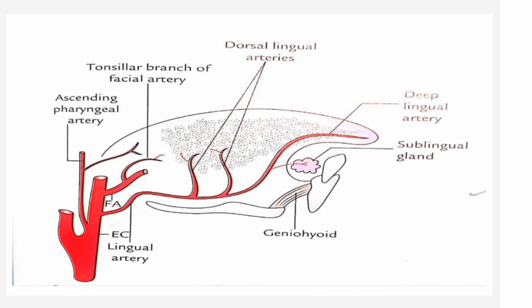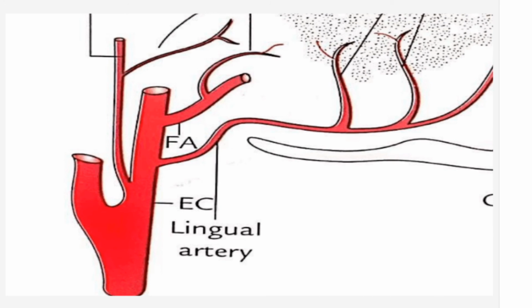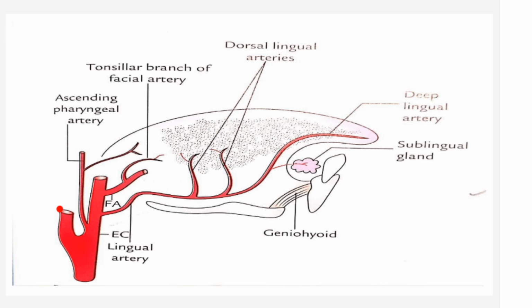Moving on to the arterial supply of the tongue, it is supplied by the branches of the lingual artery, which is the chief artery of the tongue, and the tonsillar branch of the facial artery. You can see in this slide.